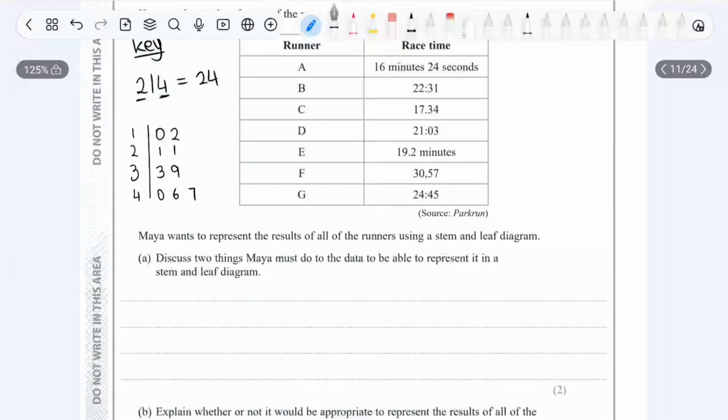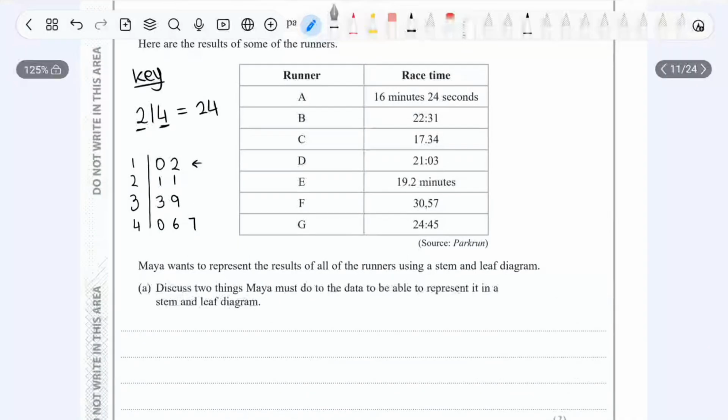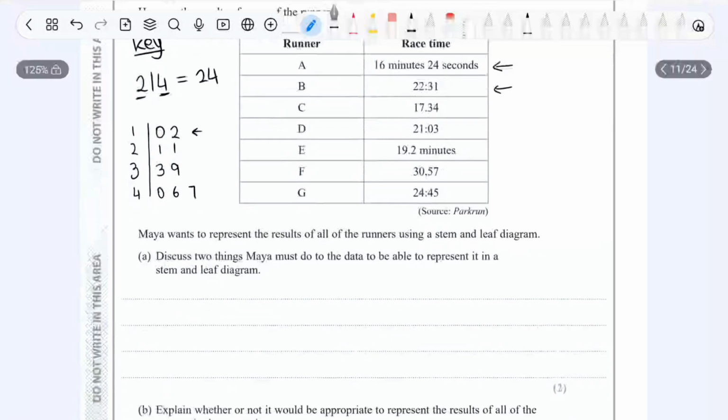So you can see for the top line of here, this will equal 10 and 12, then 21 and 21 for the next one, and then 33 and 39, etc, etc. What you can see is that these are integers and they're in the same format. They're not, for example, if you look at this, we've got runner A has 16 minutes and 24 seconds, and this one is 22:31, which I'd assume to be 22 minutes and 31 seconds. They're the same thing, but they're written differently, whereas in the stem and leaf diagram, they need to be the exact same thing, either a number or something similar.